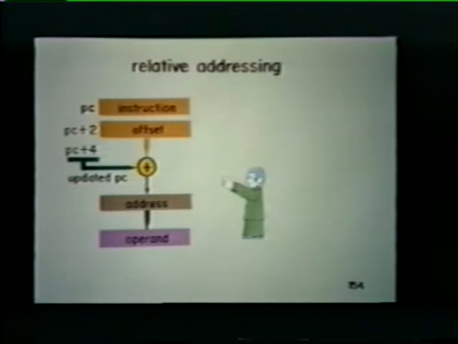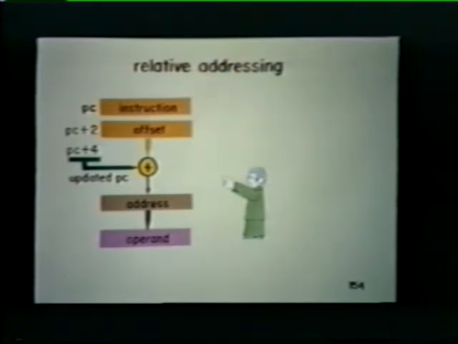The relative deferred mode is the last of these special addressing modes. To explain how the relative deferred mode works, let's first compare it to the relative addressing mode that we just covered. With relative addressing, the CPU retrieves an offset value which is stored in the first location following the instruction. The CPU then adds this offset to the contents of the updated PC. The sum of the offset and the updated PC is an effective address that directs the CPU to the desired operand. Now, let's compare this to the relative deferred mode.